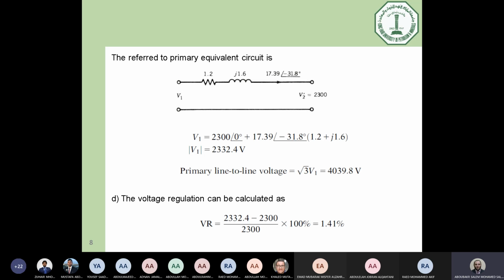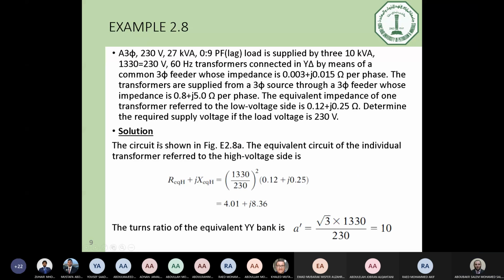Now we understood how we can convert the circuit into a single phase transformer, and finally we should return the values to three phase again. We assume single phase, we get the single phase values, we calculate the value of V1, and finally we have to return back to three phase to find the exact value. Okay. I think the second example will take more time. We can solve it in the next class, God willing. Is there any question, guys?